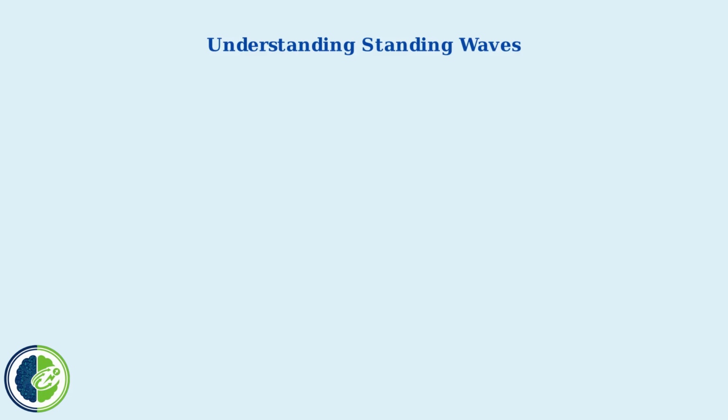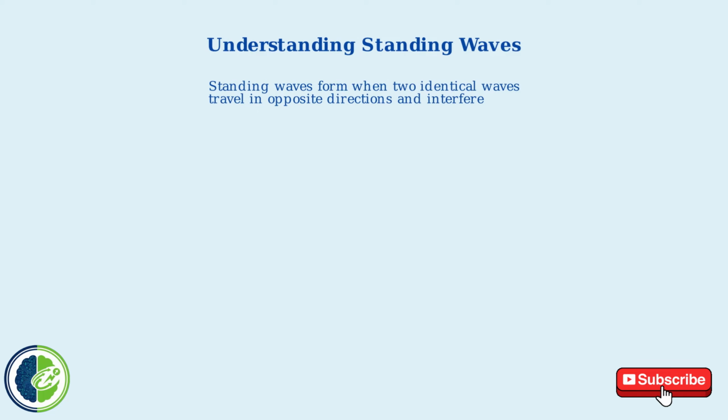Standing waves are a fundamental concept in wave physics. They form when two waves of the same frequency and amplitude travel in opposite directions and interfere with each other. Let's visualize this process. We start with two waves that have identical frequency and amplitude, but they're moving in opposite directions along the same medium.